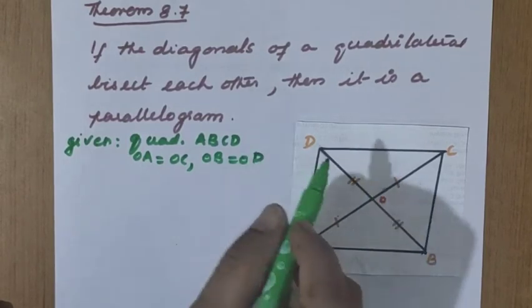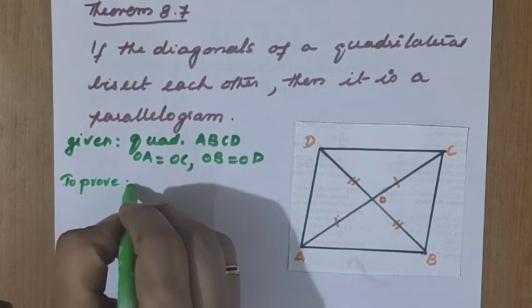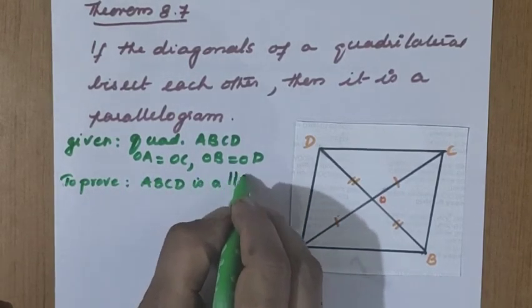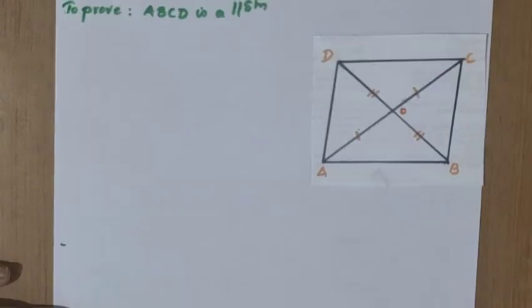Now what should be proved? It is a parallelogram. So to prove: ABCD is a parallelogram. I think the question is clear to you. This time a quadrilateral is given, and we have to prove that it's a parallelogram. Proof.